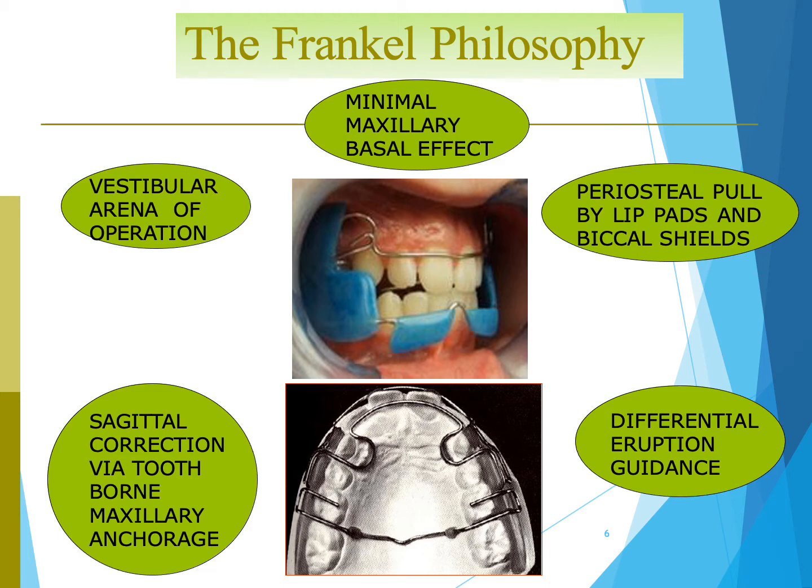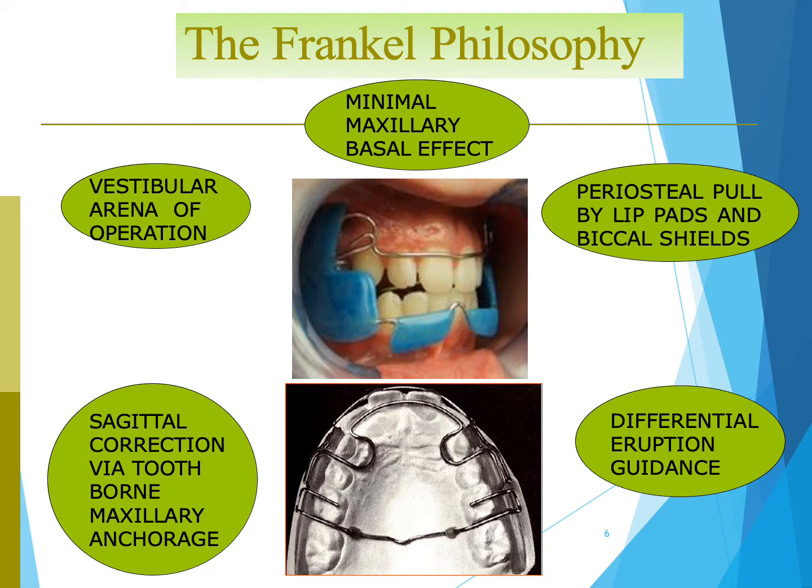And then the differential eruption guidance. So what will the Frankel appliance do? The Frankel appliance is free of the mandibular teeth. This allows selective eruption of the lower posterior teeth that aids in correction of the discrepancy in the vertical dimension, and also helps in sagittal correction of the class 2 malocclusion by allowing upward and forward movement of only the mandibular teeth.